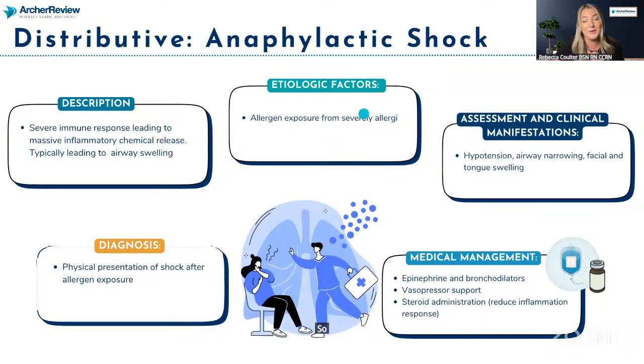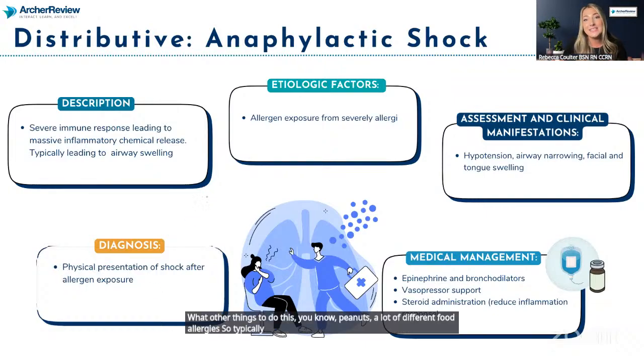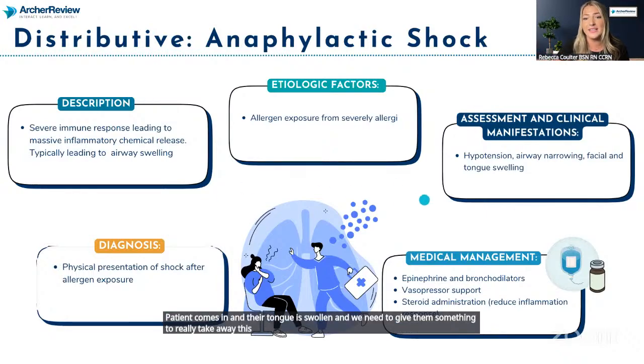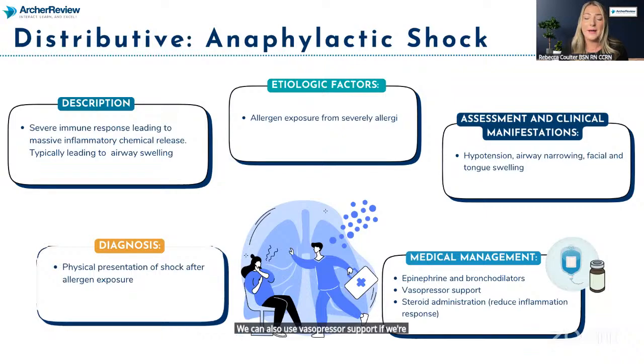So yes, very common with penicillin. What other things can do this? Peanuts, a lot of different food allergies. So typically anaphylactic shock is an easy one to recognize. Patient comes in and their tongue is swollen, and we need to give them something to really take away this massive inflammatory response. And that's when we're going to do epinephrine in the IM form and bronchodilators. Open that airway up. Airway is our biggest concern with anaphylactic shock. We can also use vasopressor support if we're having the problem of that inflammatory response leading to massive vasodilation.